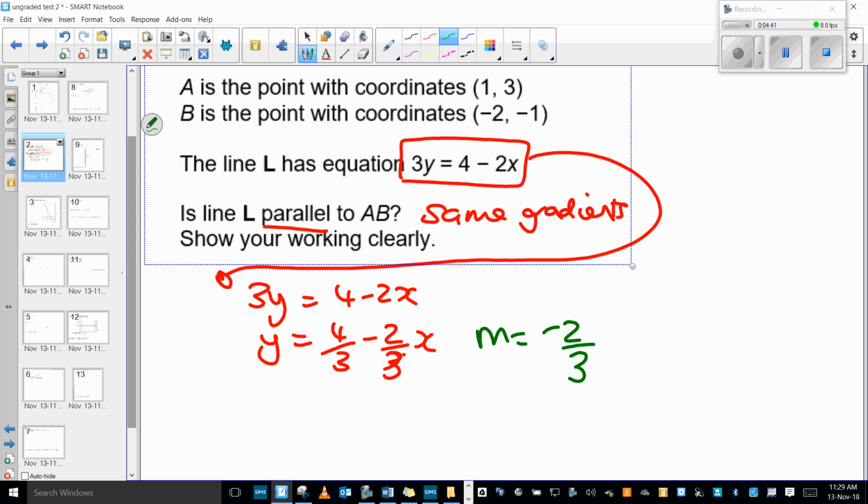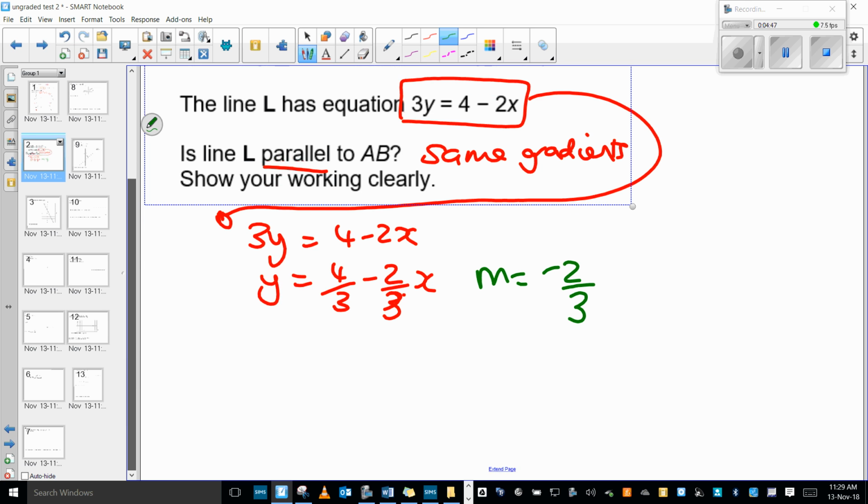So we're now going to try and find the gradient of the other line. We've been given 2 coordinates. How do we find the gradient when we're given 2 coordinates? Gradient is equal to what over what? Same people answering, are we? Rise over run. So the rise is told about which coordinates, x or y?